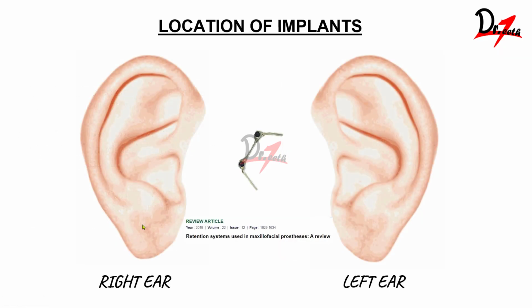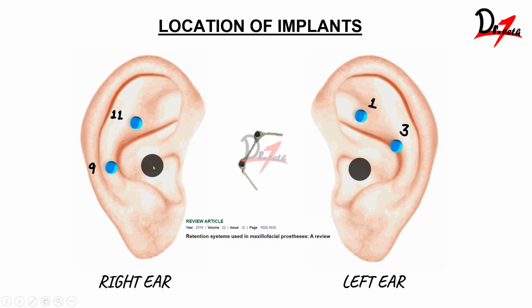Very important slide, location of implant. How do you locate the implant position? So this is the external auditory canal. This is the right ear. For the right ear, we usually go for 2 implants placed at 11 o'clock position and 9 o'clock position. For the left ear, we have 1 o'clock position and the 3 o'clock position.